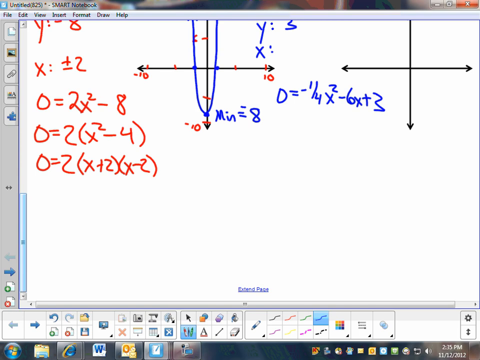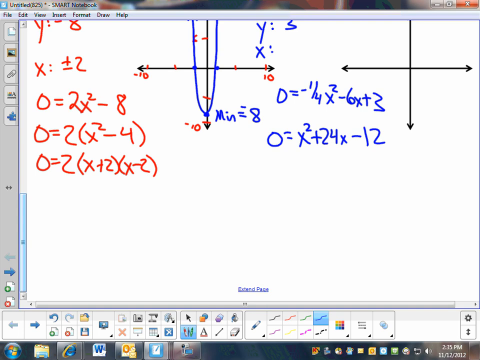Very good, Skywalker. 0 times -4? 0. -1/4 times -4? X squared. -6 times -4? 24. And 3 times -4 is -12. Are there two numbers that multiply to -12 that add to positive 24? No, there are not. Not two integers anyway.